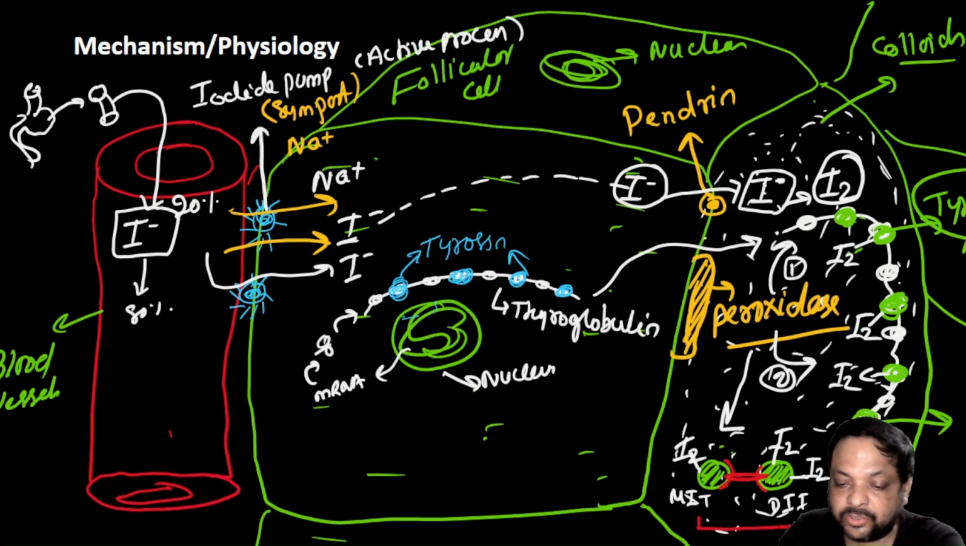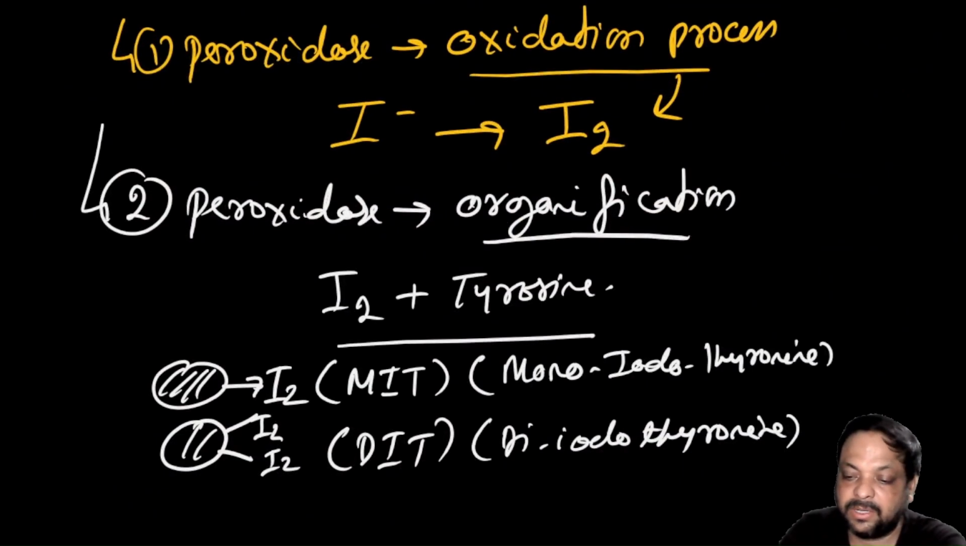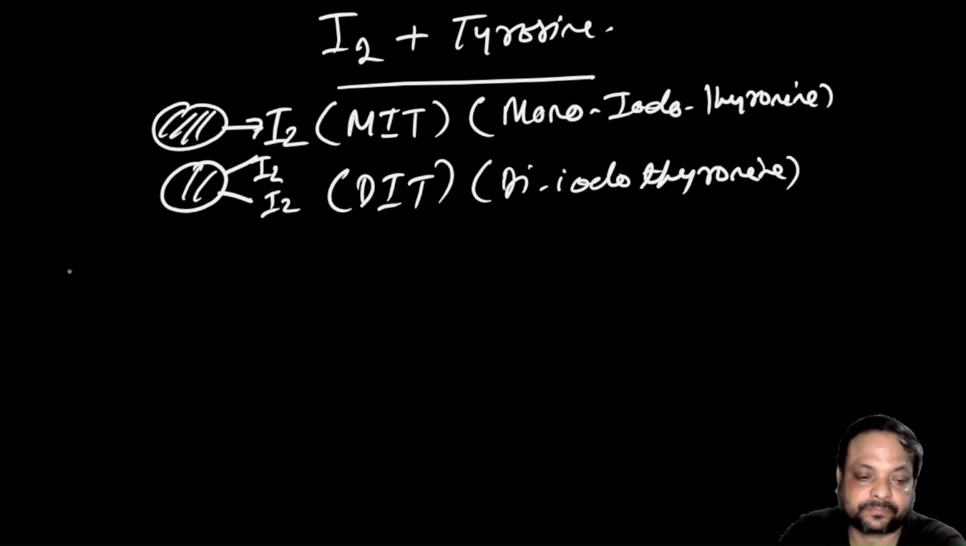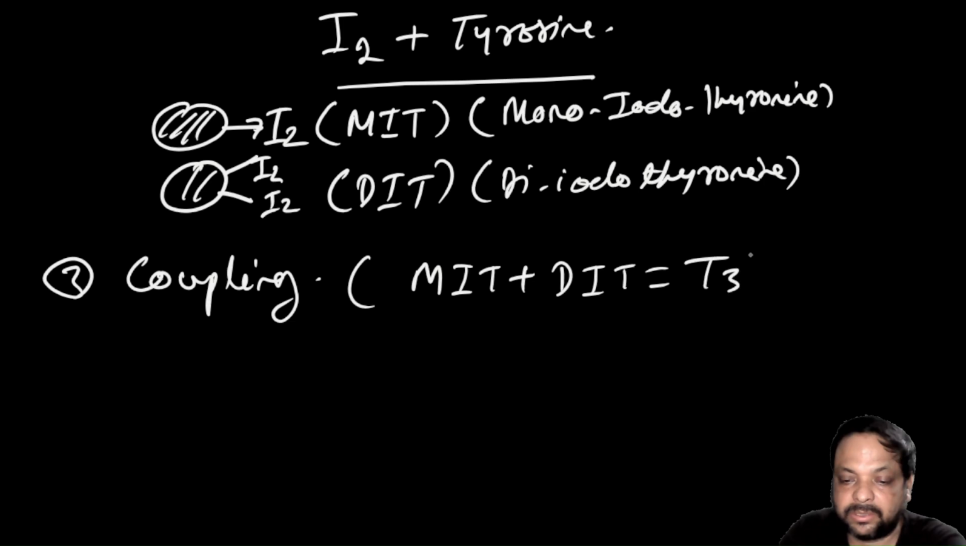So when both the amino acids with the iodines are joined, or when both the thyronines are joined, then it forms what? T3. This is called the T3 hormone. Similarly, if both DIT are joined, then T4. And this third mechanism is called coupling. We have completed the second one, and then the third function. The third function is coupling. Coupling means what? MIT plus DIT equals T3 and DIT plus DIT equals T4.